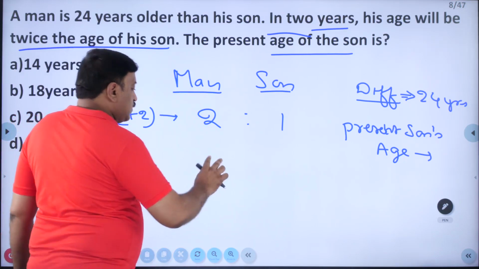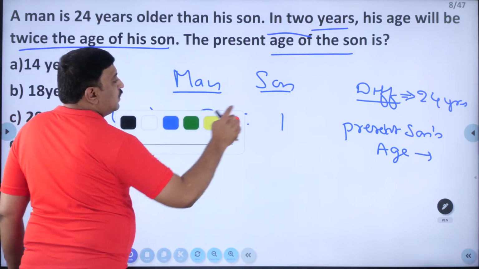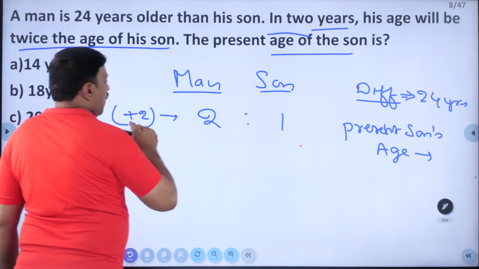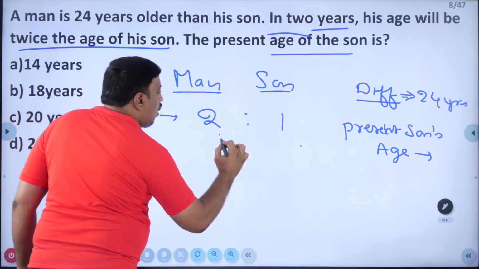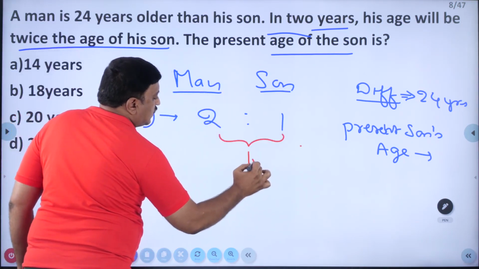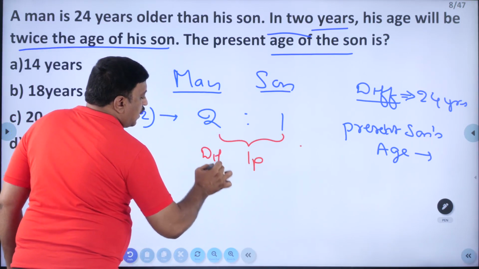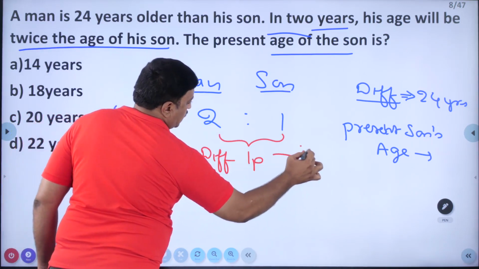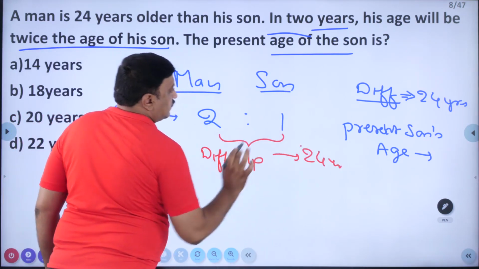So I will make use of this concept even for after 2 years also. Difference. Okay. What is the difference here? One part is the difference. Difference is one part. How many years? 24 years. Put that one.